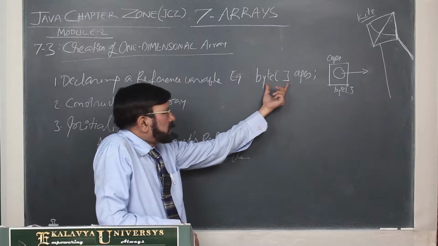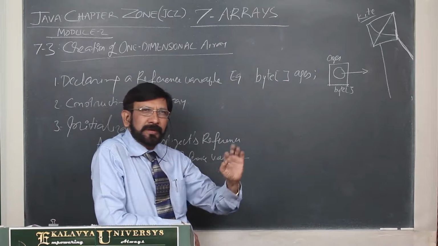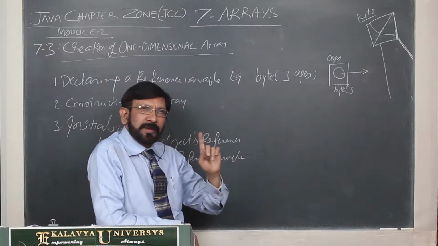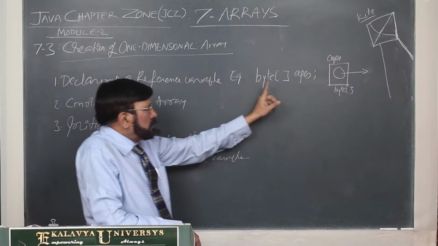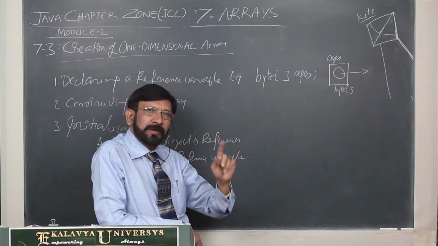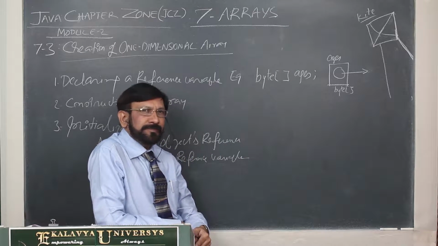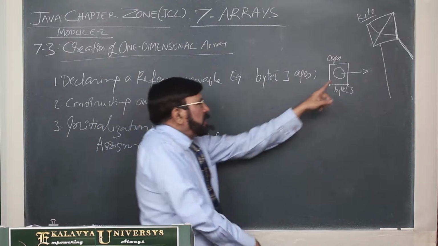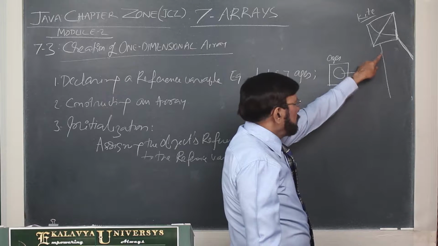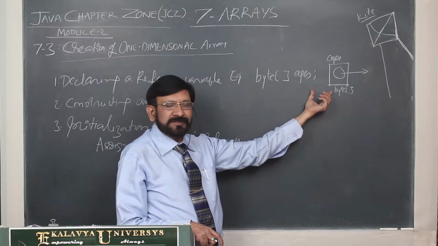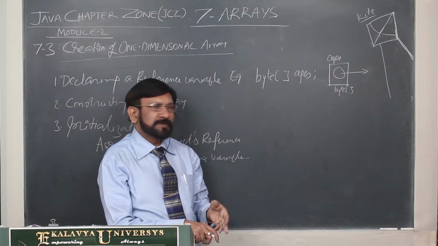So, this is a mere reference variable declaration. This will refer to the array we are going to create. That point you have to understand. With this kite example, it is like a string. So you can view it like this. Always form a mental picture.